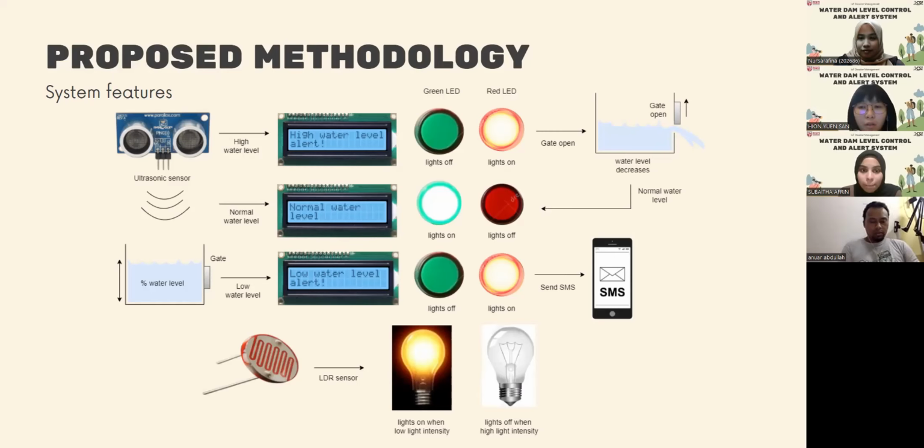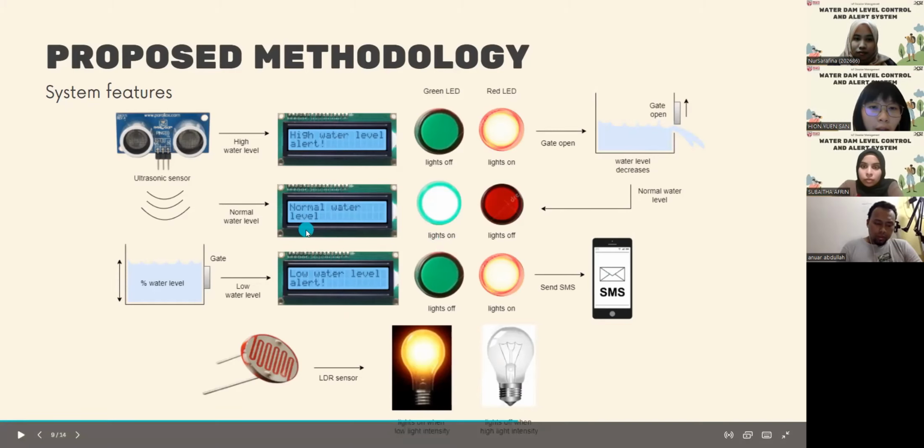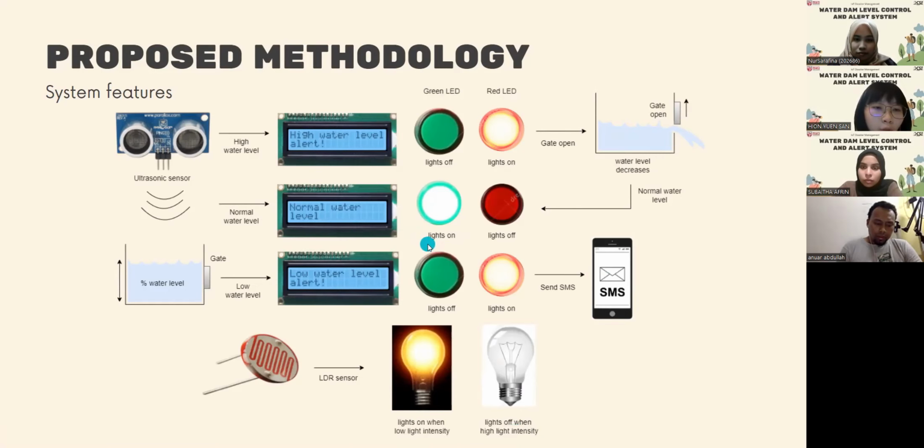For the first feature, when the water level is high, the LCD displays a high water level alert and the red LED lights on. The gate opens and regulates the water level until it returns to normal. When the water level is normal, the LCD displays a normal water level message and the green LED lights on. And when the water level is low, a low water level alert message is displayed on the LCD and the red LED lights on. SMS will be sent to users.